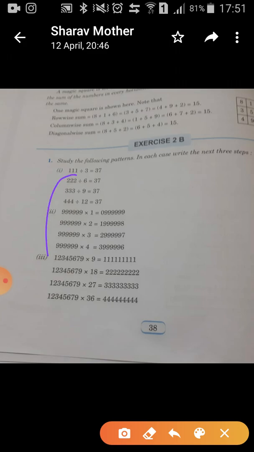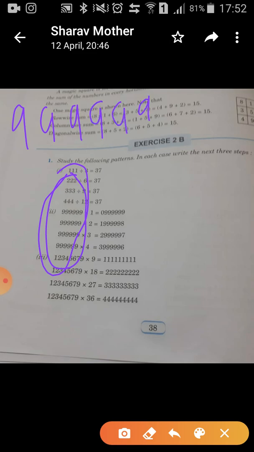From this, what we get about the next step is this: they have given 4 steps over here. Our main objective right now is to find out the 5th step. Here all of these have 6 nines, so our 5th step will also have 6 nines over here.